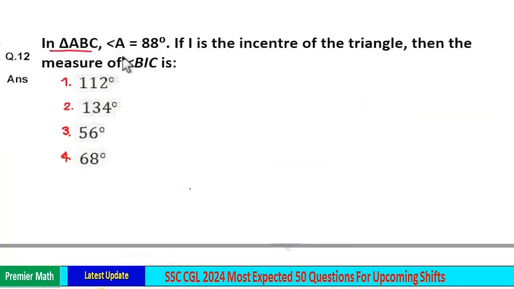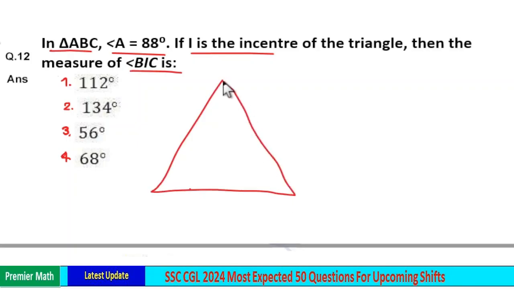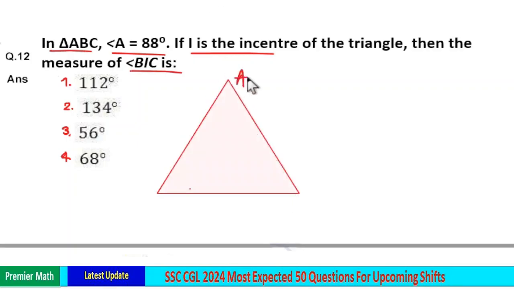In triangle ABC, angle A is 88 degree. If I is the incenter of the triangle, then the measure of angle BIC is. Here, this is the triangle ABC. Angle A is 88 degree and I is incenter means intersection of bisectors of these three angles. So these two are bisectors.